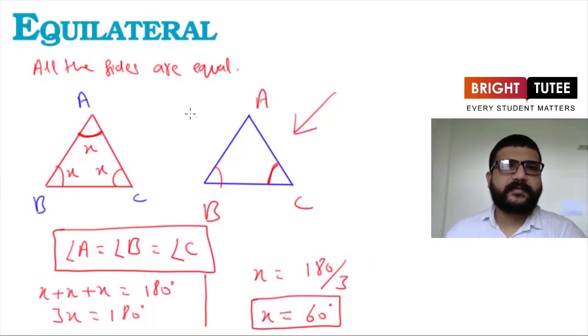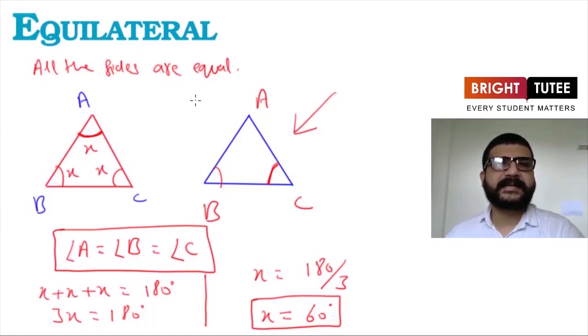So now we have one more property about equilateral triangles. One is that all the side lengths are equal, and the second one is all the angles are also equal and they are 60 degrees each. So it means we can call them equiangular as well. So now each angle of equilateral triangle is of 60 degrees.